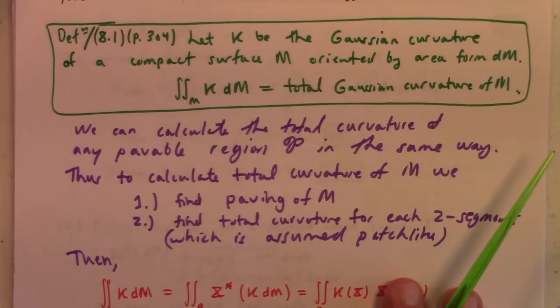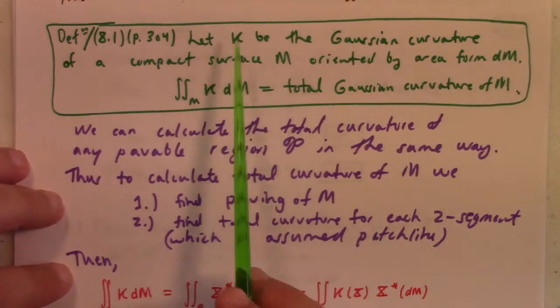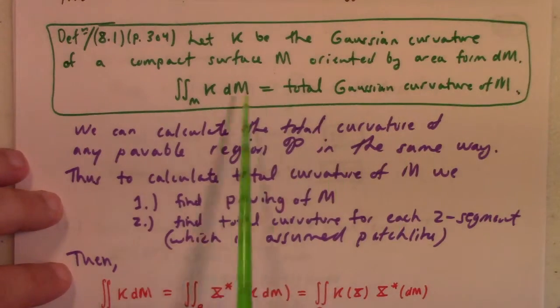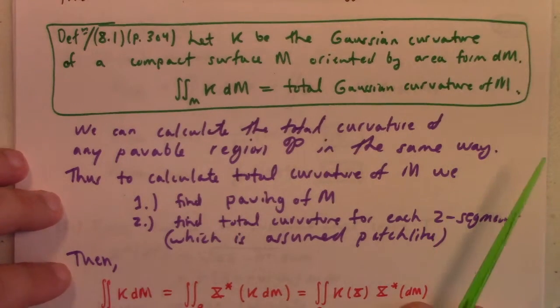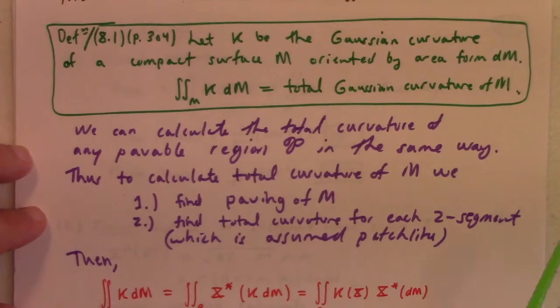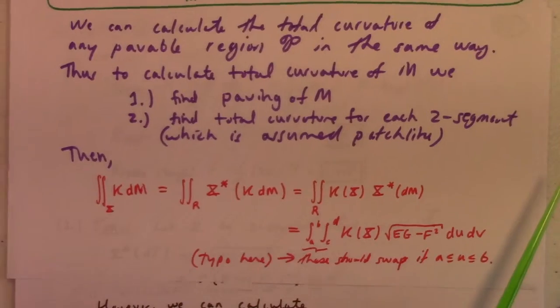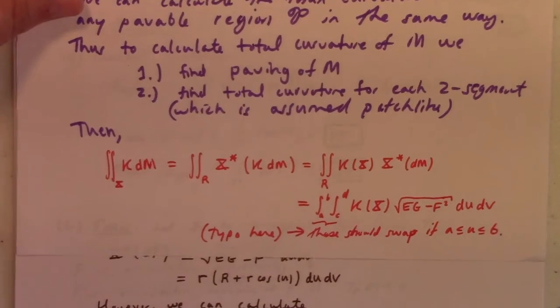Well, here's why it's interesting, actually. If K is a Gaussian curvature of a compact surface M oriented by area form dm, then the integral of K dm is called the total Gaussian curvature of M. So how do we calculate it? The total Gaussian curvature of any pavable region P is calculated in the same way. What you got to do, you find a paving of the surface, and then you find the total curvature for each 2 segment, and add them together, and that gives you the total Gaussian curvature of a pavable region, rather.